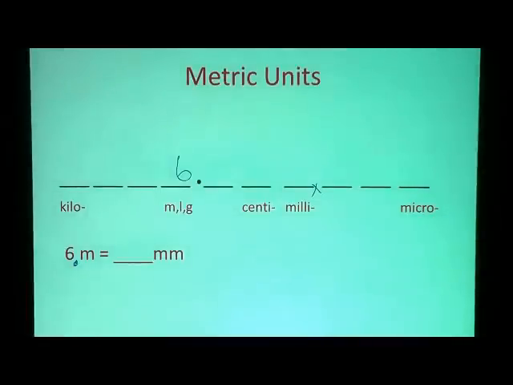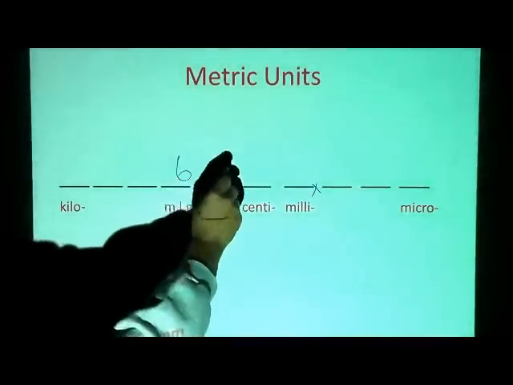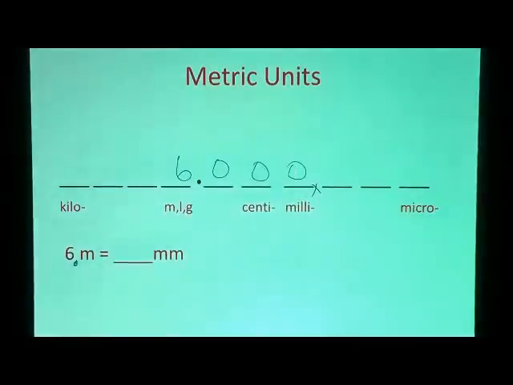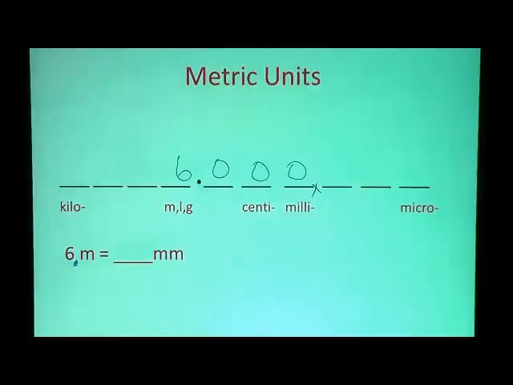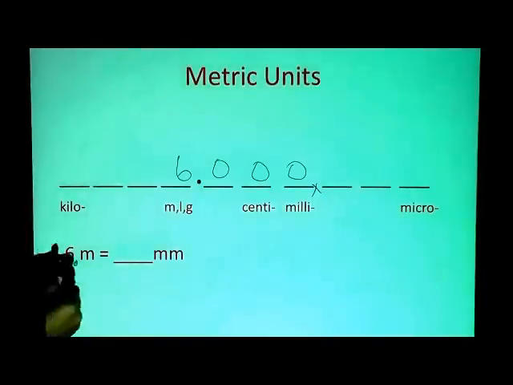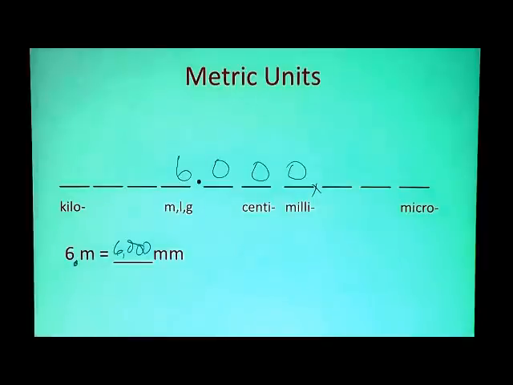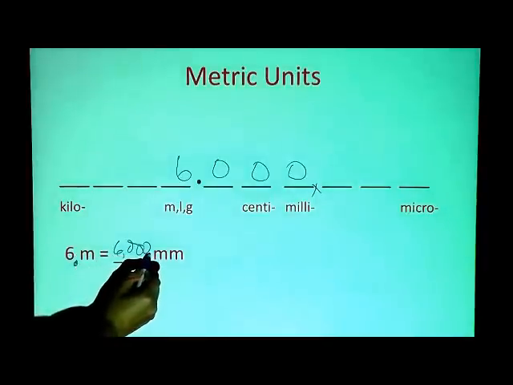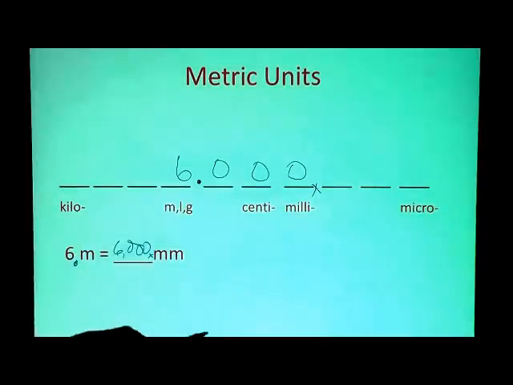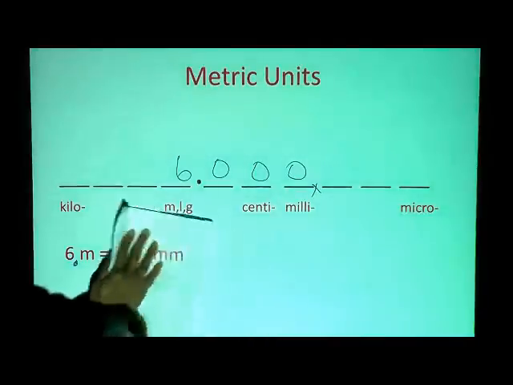And I fill in the spaces with 1, 2, 3 zeros, and that's my answer. 6 meter is equal to 6,000 millimeter, and the new decimal point is understood to be right behind it. Okay, so this decimal point and that decimal point is the same thing. Continue on to the next problem when you are ready.